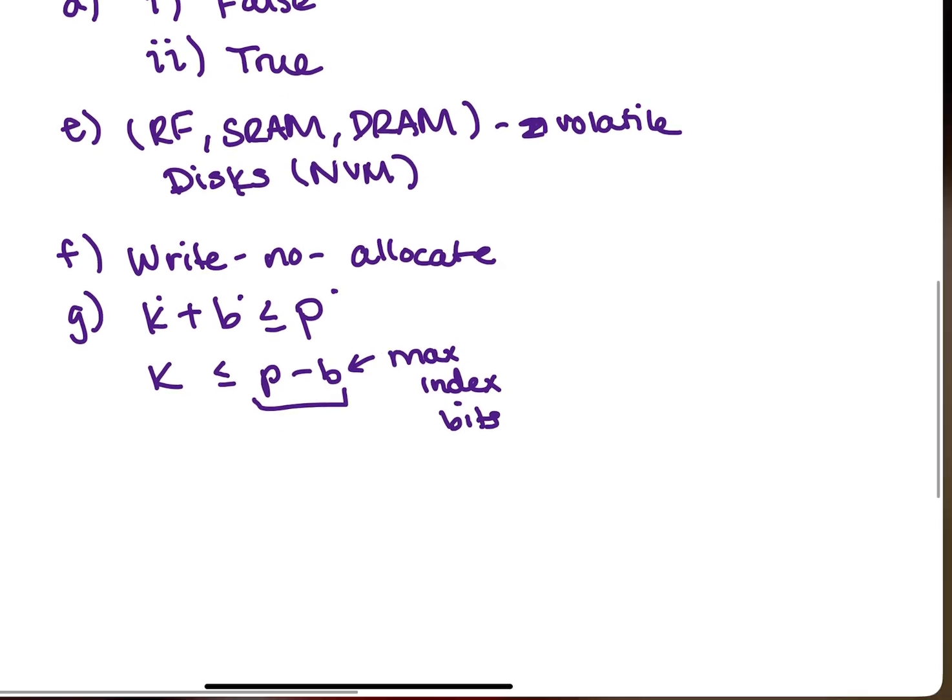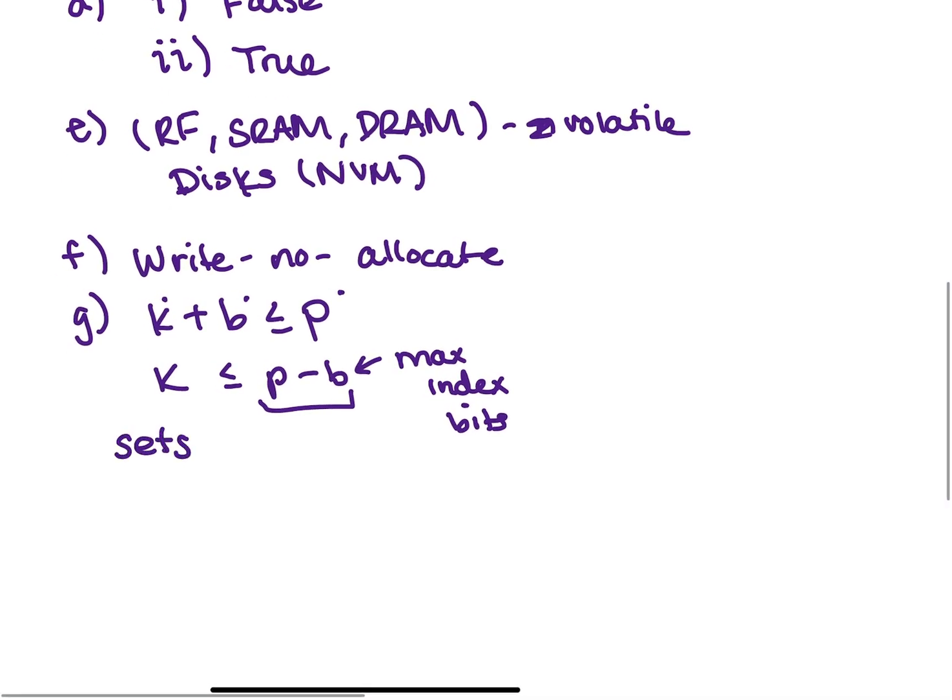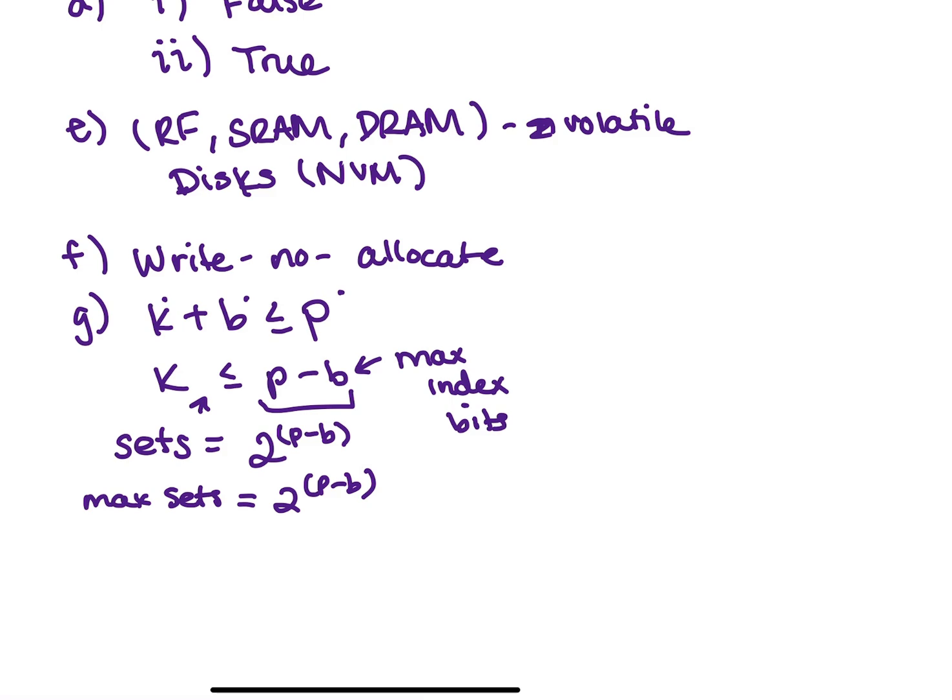So remember that sets is equal to 2 to the index bits, right? So 2 to the K, and K here is P minus B. So to maximize the sets, use the maximum, K equals P minus B. That's the maximum value you can have for K. So our max sets, I'll write max sets here, equals 2 raised to the P minus B. That'll be our maximum number of sets.